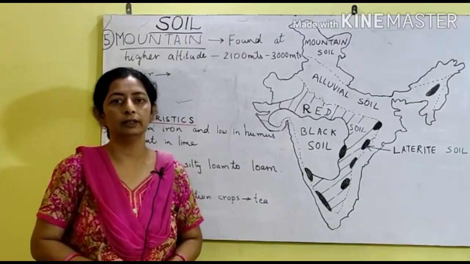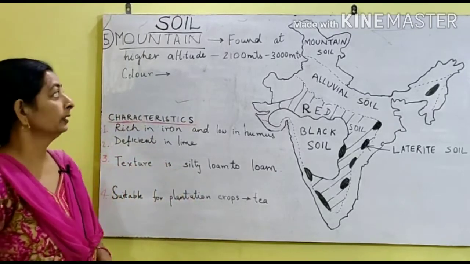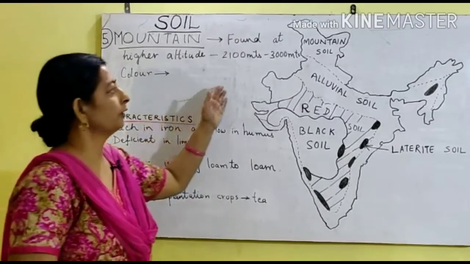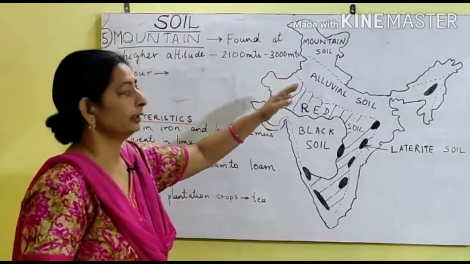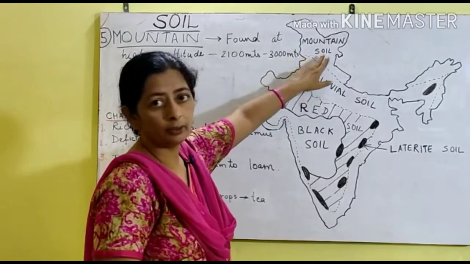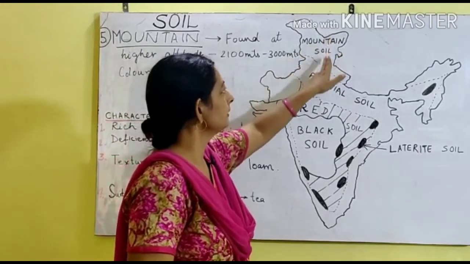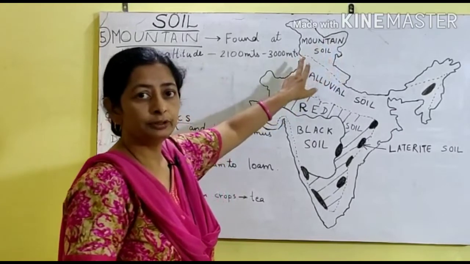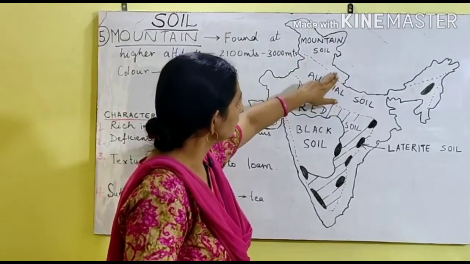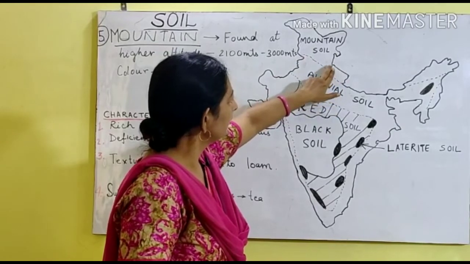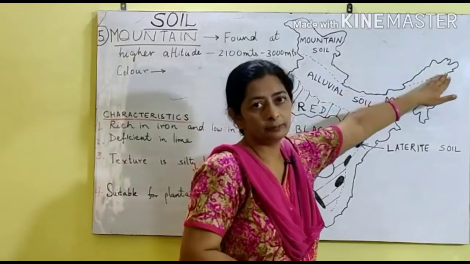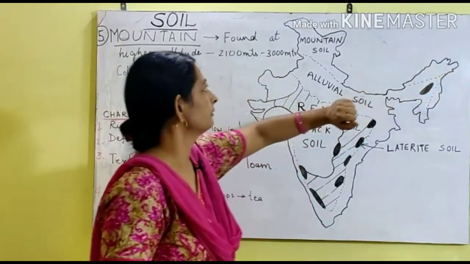So the next soil is mountain soil. From the word itself, mountain, we can understand that this soil is found in the mountainous area, that is in hilly areas. You can see that is in Jammu and Kashmir. Now presently this part is Leh. Both have become union territories of India. Jammu and Kashmir and Leh, and you can also see a little bit in Uttarakhand and Himachal Pradesh in some places. Then we see here in Arunachal Pradesh also mountain soil is found.